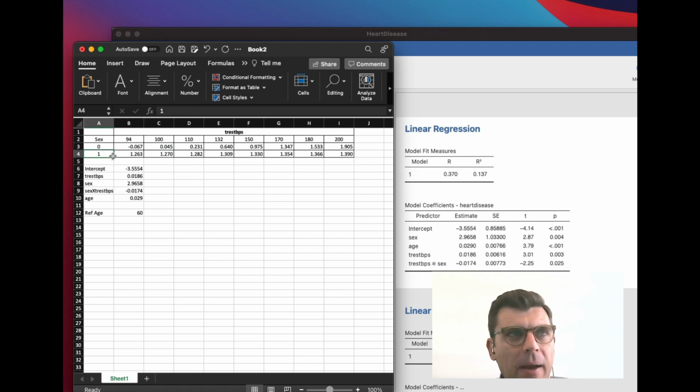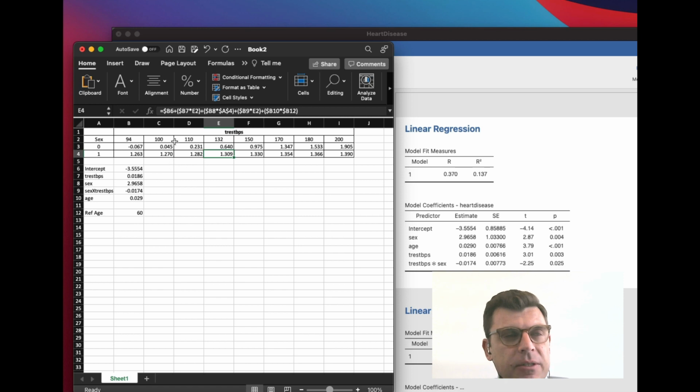Now let's look at the same pattern for people who are male. At blood pressure levels of 94, we're already at 1.263. We're already at that point where, for a male, we would expect low-level incidence of heart disease. At 100, it goes to 1.27. At 110, it goes to 1.28. At 132, it goes to 1.31.